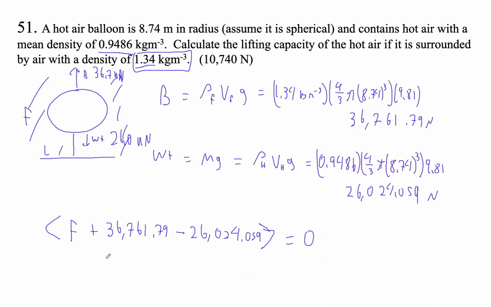So I'm going to go this guy minus this guy. And I get that the net downward force that we'd have to exert is 10,737.7 newtons, which would be about 10,740 newtons. So the downward force we'd have to exert to hold it there is its lifting force.